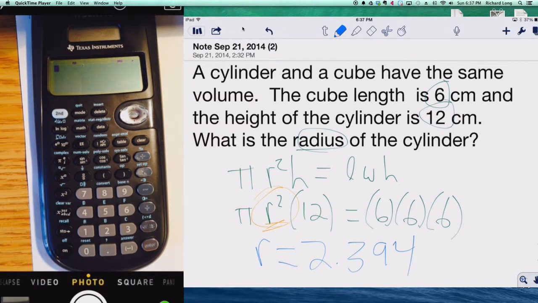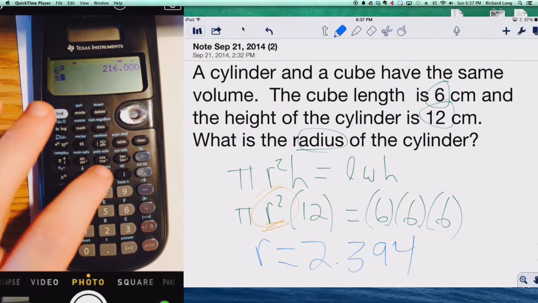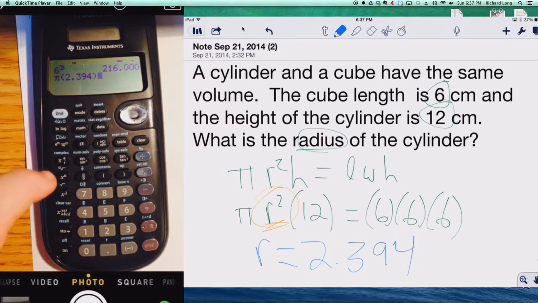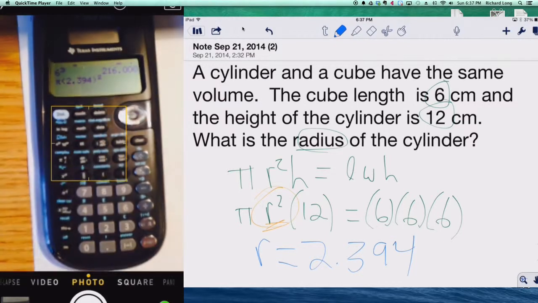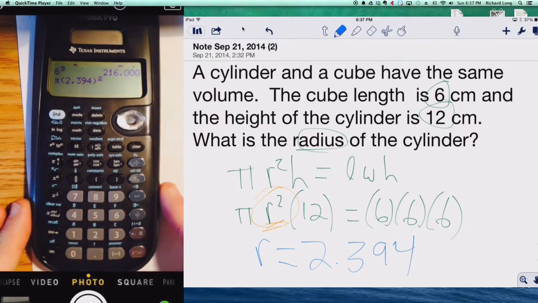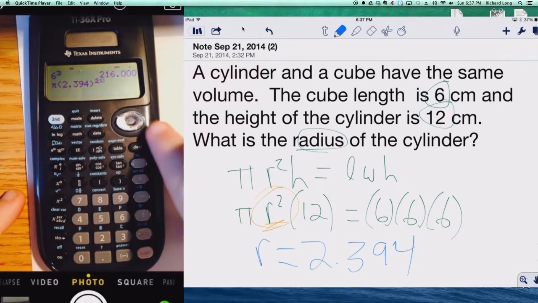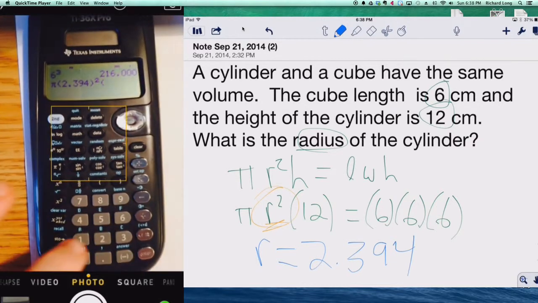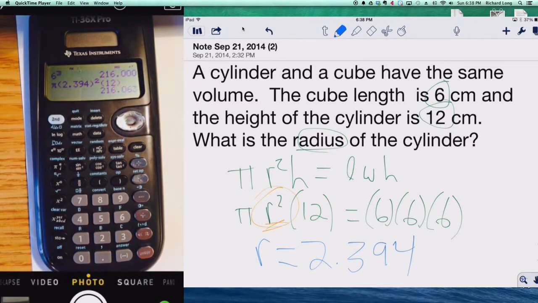If I've done it correctly, the volume should be the same. So let's do 6 to the exponent of 3, and that gives us 216, the volume of the cube, and the volume of the cylinder should be the same. So I use the pi button, times 2.394, in brackets, to the exponent of 2. Once I'm in the exponent and I want to get out of it, I hit the arrow over to get out of that exponent position, and now it comes down. Now I put 12, so the height is 12 in my formula. Hit enter, 216.063, so it is balanced. The left side equals the right side.